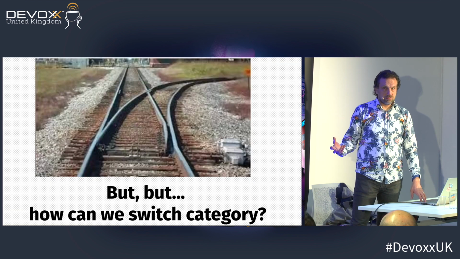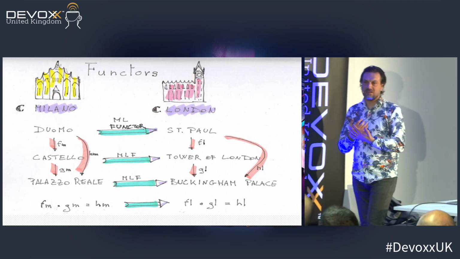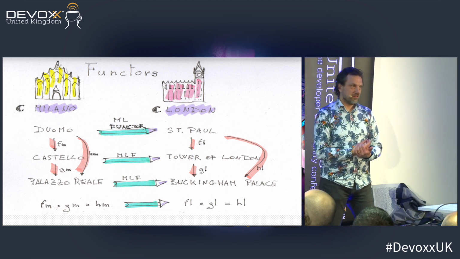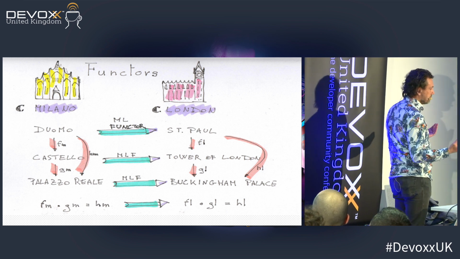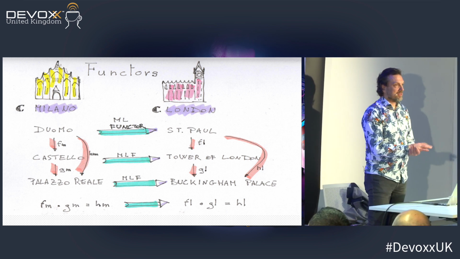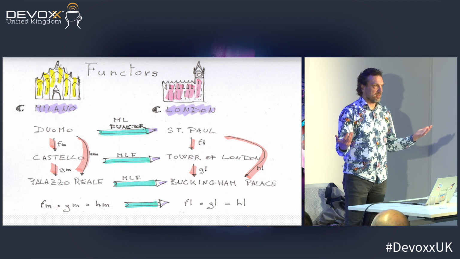Is it possible? And yes, this is the mathematical answer. It's called functors, which is just a funny name. I mean, it's kind of cool having these mathematical names. But in the end, it's just something that takes a function and returns another function.